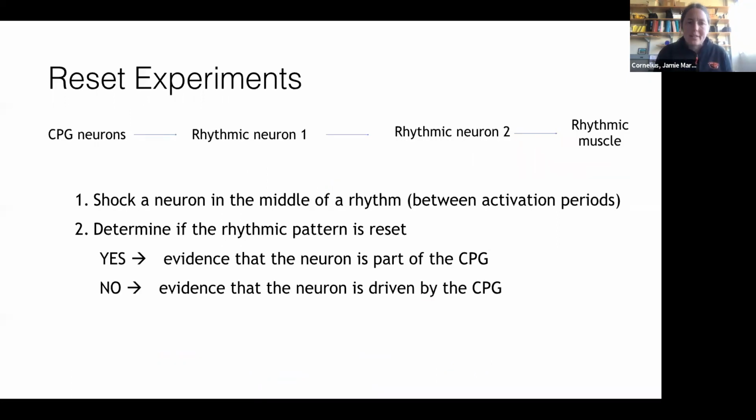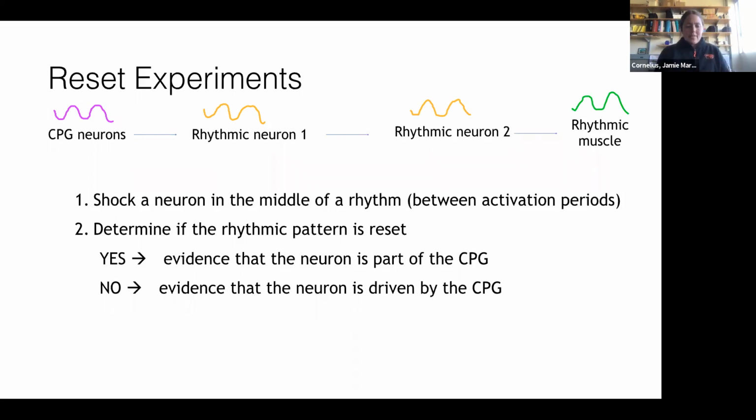This is where reset experiments can come in. Essentially, you have the central pattern generator that's creating a cyclical pattern of activity. So neuron 1 and neuron 2 and the muscle, right? They're all showing rhythmic activity because of the central pattern generator.